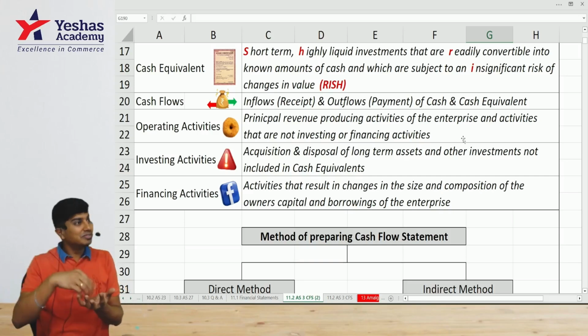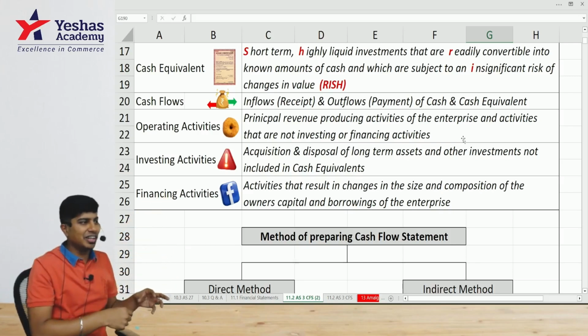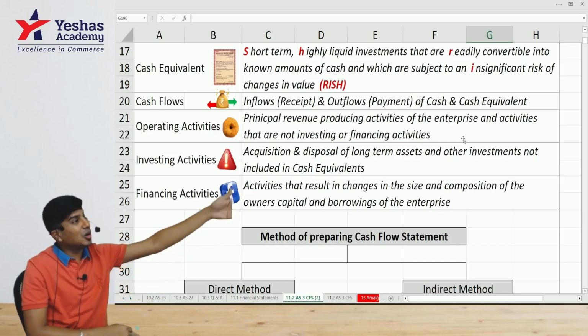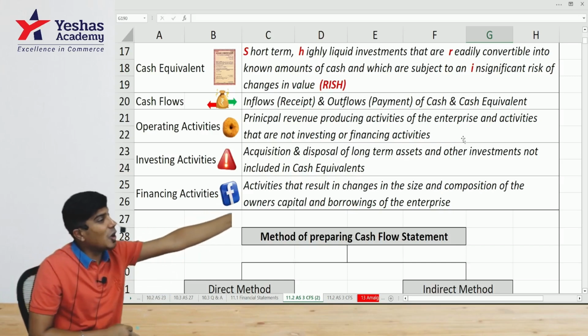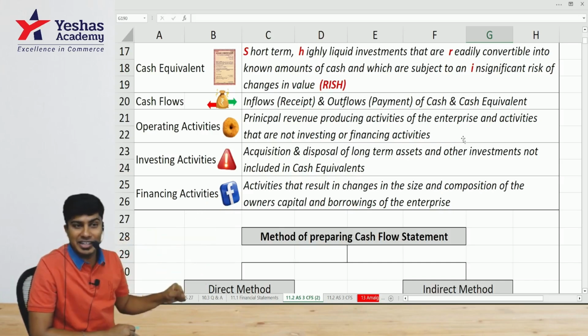I'll repeat. I invested capital, financing activity. I borrowed loan, financing activity. Using that, I bought assets, investing activity. I bought raw material, operating activity. I paid rent, operating activity. I paid salary, operating activity. I sold goods and collected money from customers, operating activity.